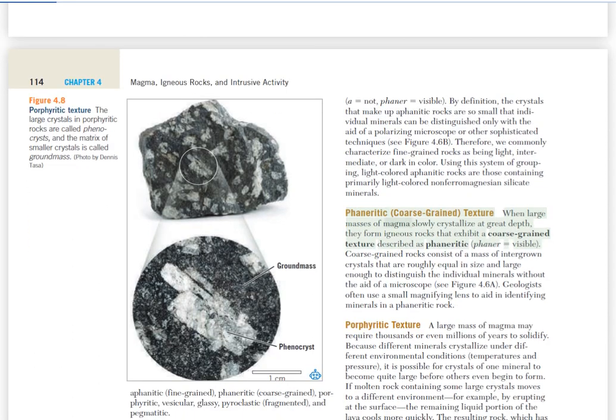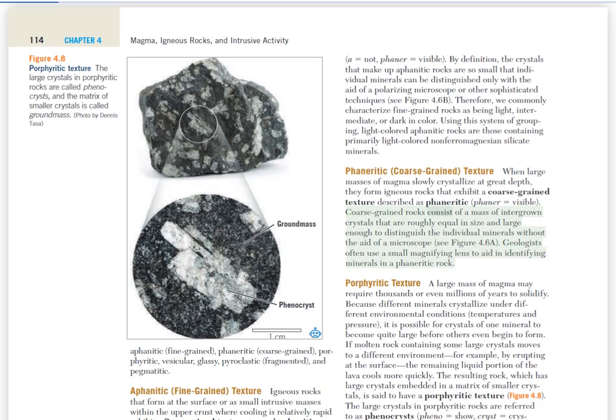When large masses of magma slowly crystallize at great depth, they form igneous rocks that exhibit a coarse-grained texture described as phaneritic. Coarse-grained rocks consist of a mass of intergrown crystals that are roughly equal in size and large enough to distinguish the individual minerals without the aid of a microscope. Geologists often use a small magnifying lens to aid in identifying minerals in a phaneritic rock.